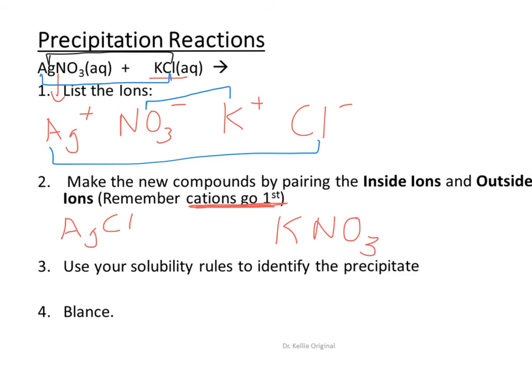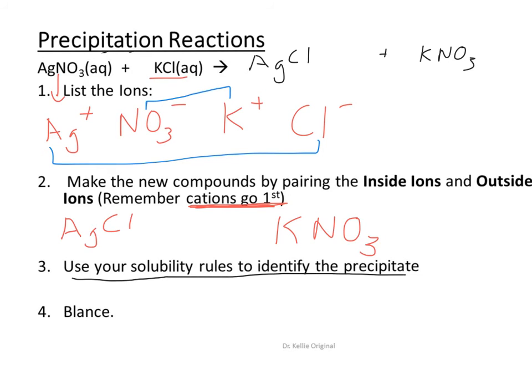So I come up here to my reaction. I have my two products now. I've got silver chloride and I have potassium nitrate. Now I need to use my solubility rules to identify who's going to be the precipitate. Do I have a rule regarding potassium? Yes. Anything that contains a group 1A element is soluble. So I know that that is going to be in the aqueous phase.